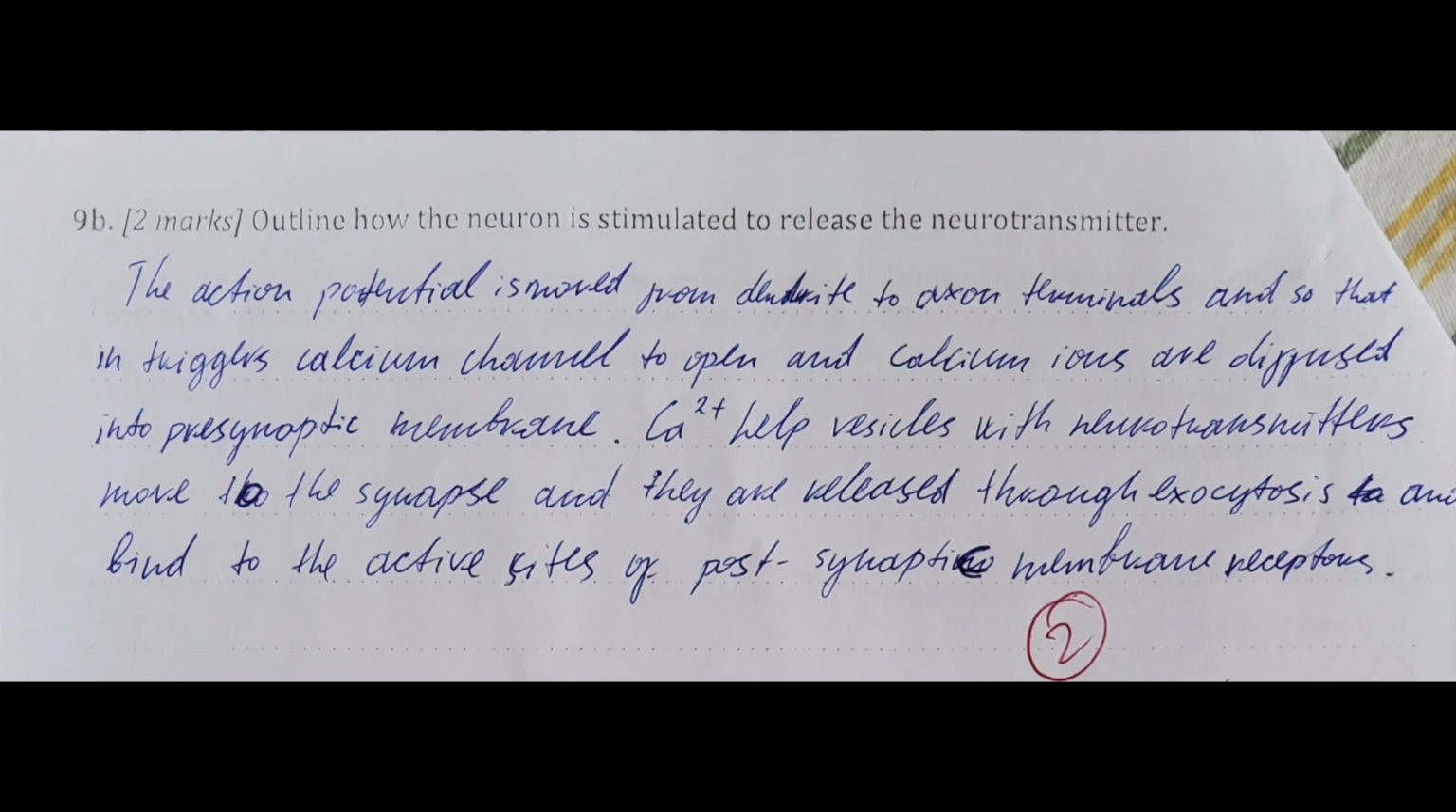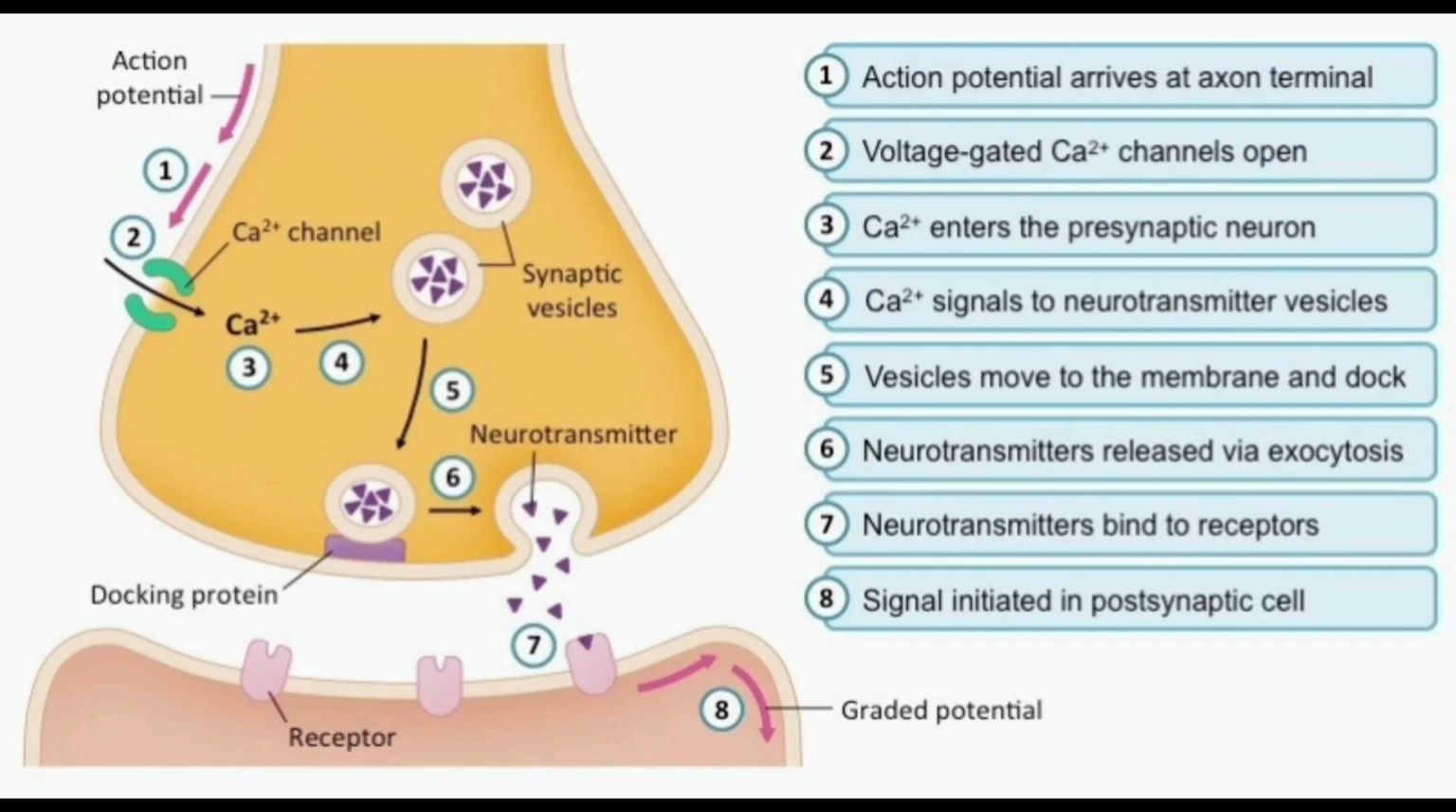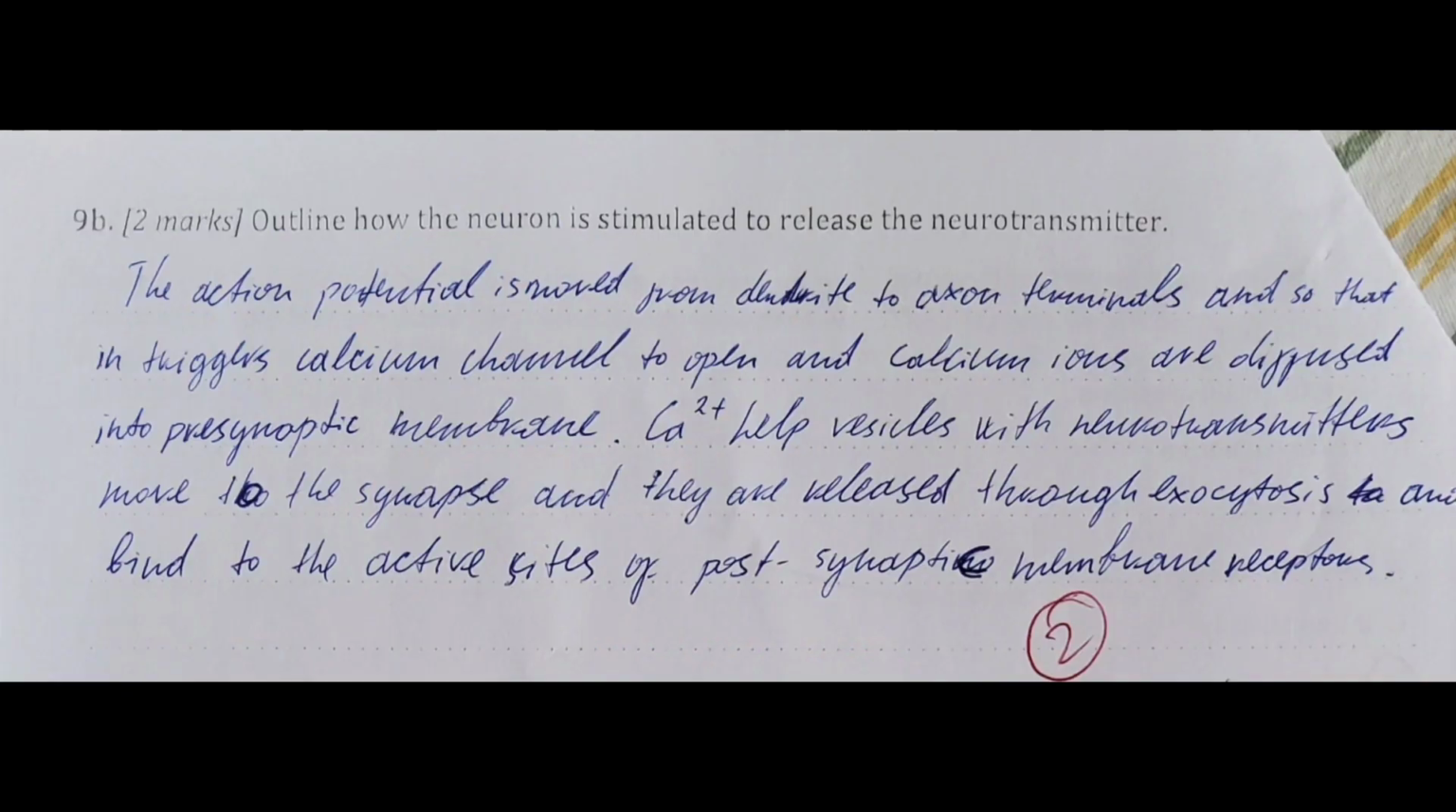And then you can write that neurotransmitters bind to specific receptors at the postsynaptic membrane, but it is not necessary to mention since the question asks about the release of neurotransmitters, but not the synaptic transfer itself. So you should just write what happens in presynaptic membrane and what is released and how it is released from the presynaptic membrane. And that would be enough, since the question weighs only 2 marks.